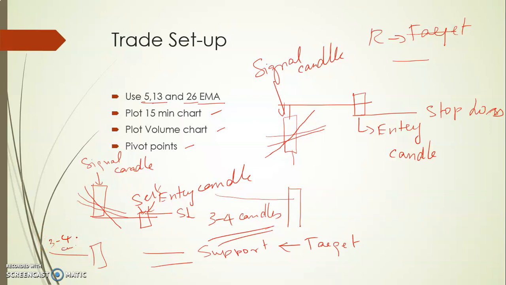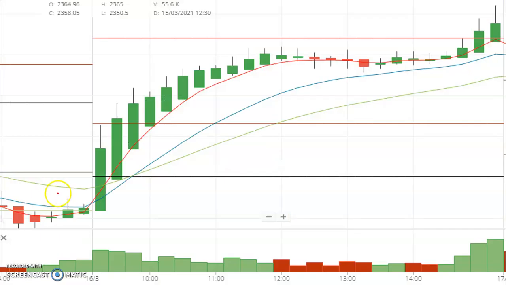So I hope you have understood the strategy now. We can see this strategy with examples. You can see here, this is the signal candle, where the 26 moving period and then the 13 moving period are broken by the 5 exponential moving average in a single candle. So this is called the signal candle. When the signal candle is broken, it is called the entry candle.